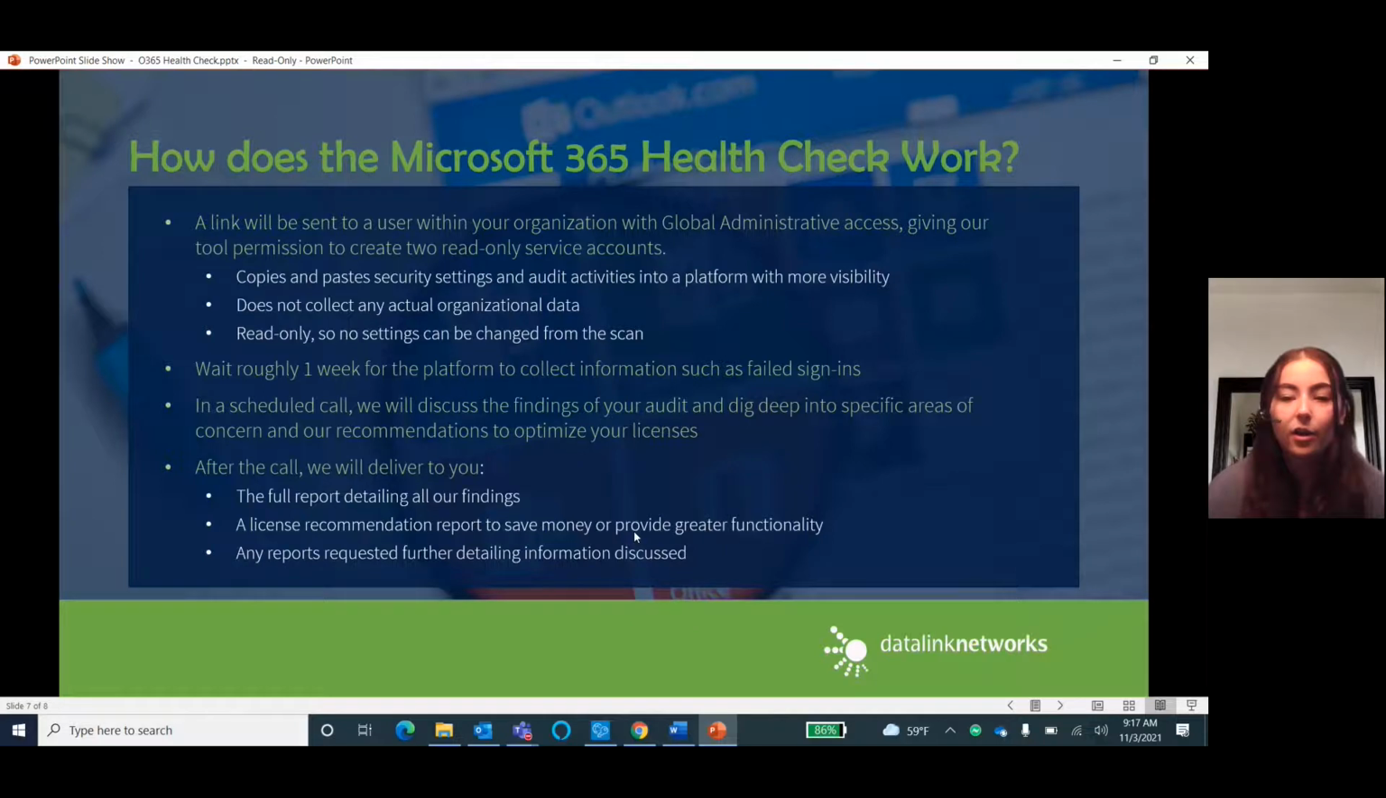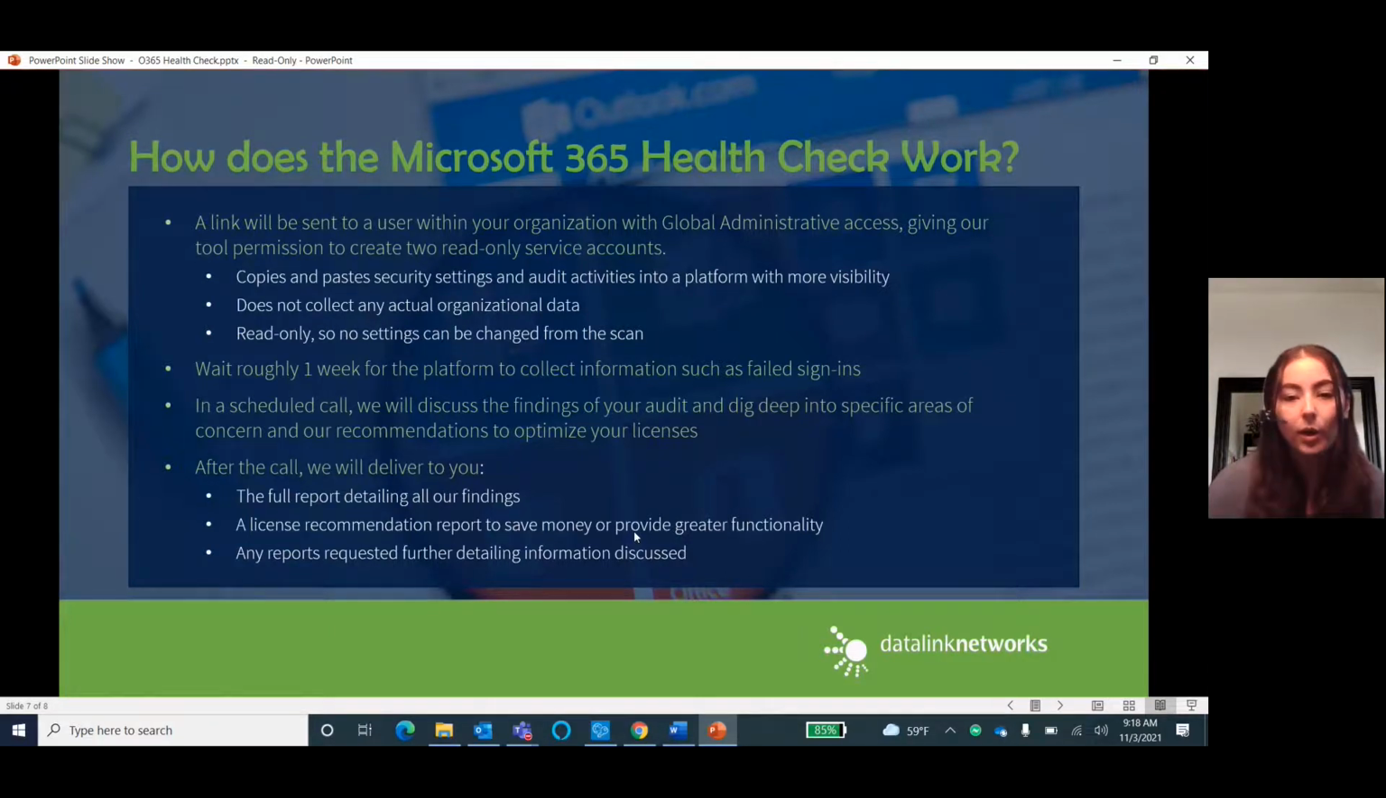However, we cannot see inside those actual documents. We don't get any actual organizational data. We just see the settings and those audit activities, things that are being moved, deleted, shifted, and the failed sign-ins. Also, it is read-only, so no settings can actually be changed from the scan. We can't do anything to your actual tenant besides look at the data and pass it back off to you.